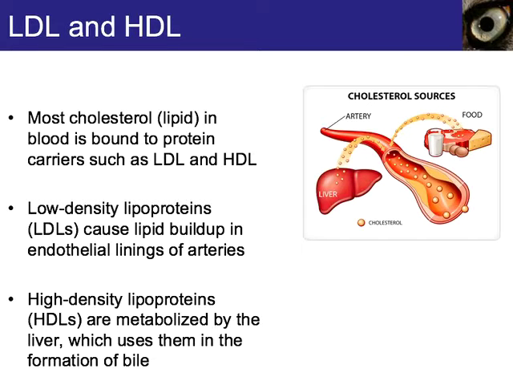If you've ever heard about cholesterol, LDL, and HDL, most cholesterol or lipids in the blood is bound to a protein carrier, such as LDL or HDL. Low-density lipoproteins cause lipid buildup in endothelial linings of arteries. So LDL is the bad fat, and it can get caught up in the arteries and constrict the flow of blood. HDLs are metabolized by the liver, which uses them for the formation of bile, which we'll discuss in digestion.